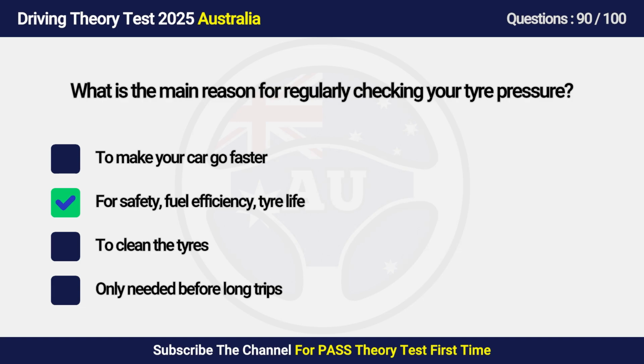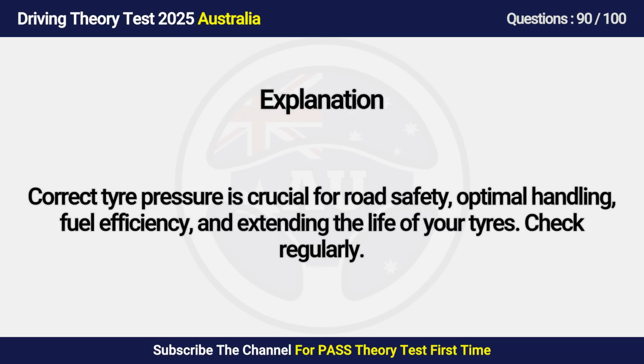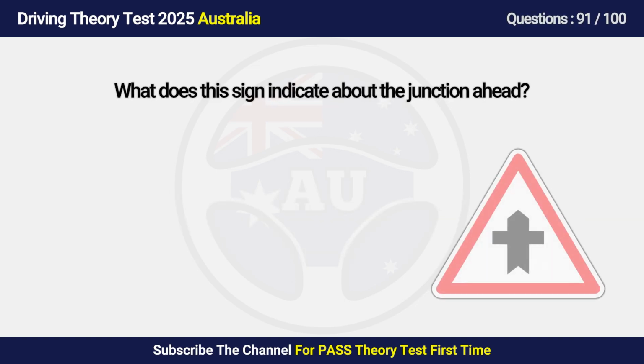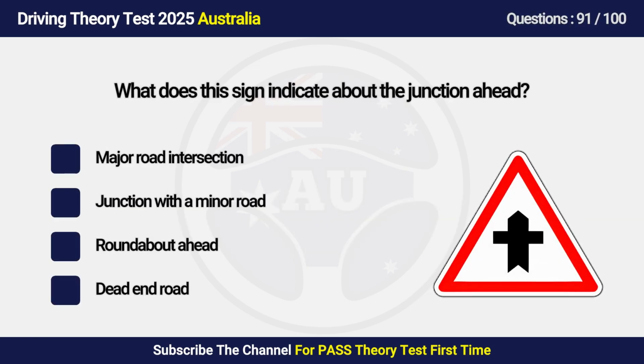Answer is B, for safety, fuel efficiency, tire life. Correct tire pressure is crucial for road safety, optimal handling, fuel efficiency, and extending the life of your tires. Check regularly. Question 91. What does this sign indicate about the junction ahead? A. Major road intersection. B. Junction with a minor road. C. Roundabout ahead. D. Dead end road.